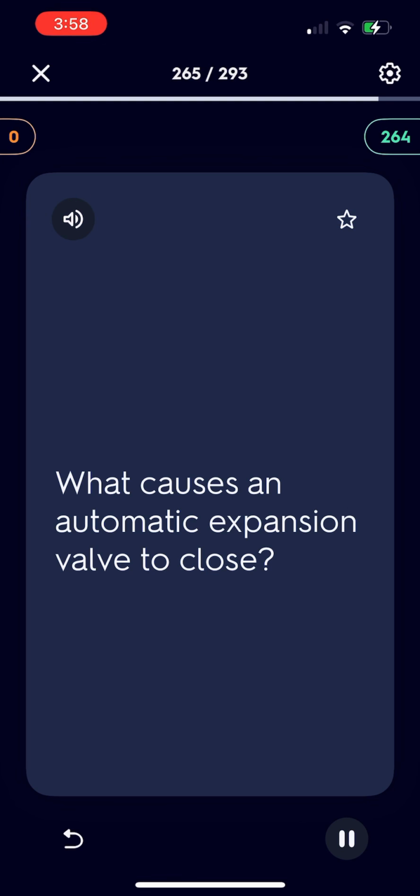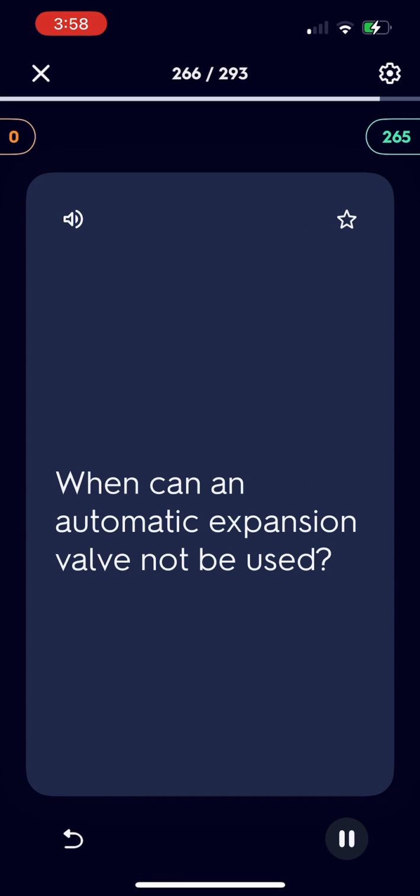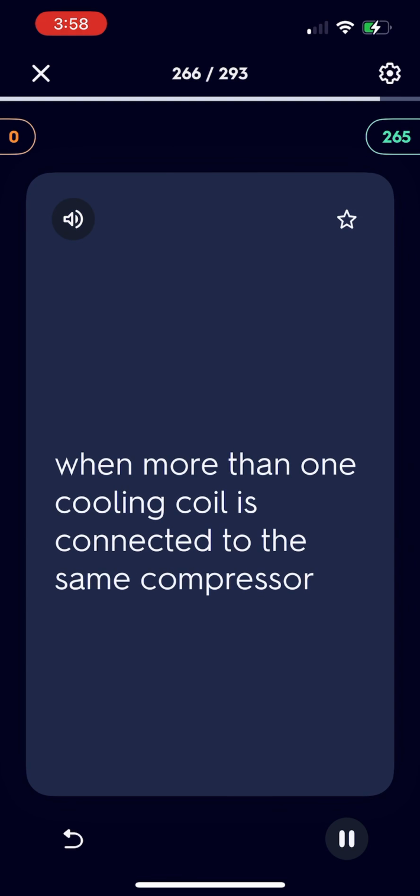What causes an automatic expansion valve to close? A buildup of pressure in the evaporator. When can an automatic expansion valve not be used? When more than one cooling coil is connected to the same compressor.